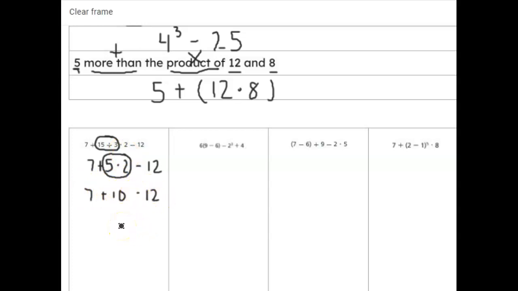Our next step is addition or subtraction. Going left to right, the addition comes first. So I have 17 minus 12, which is 5.